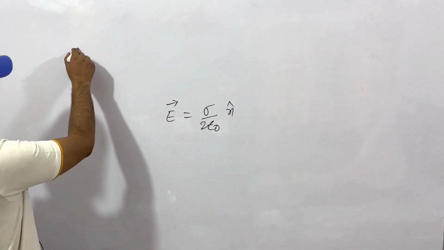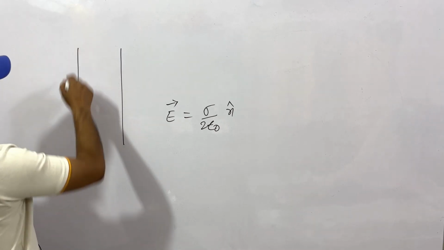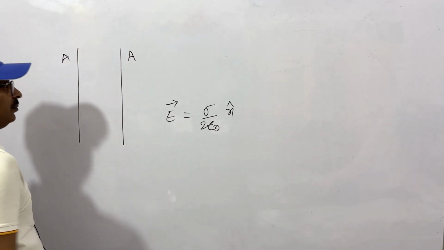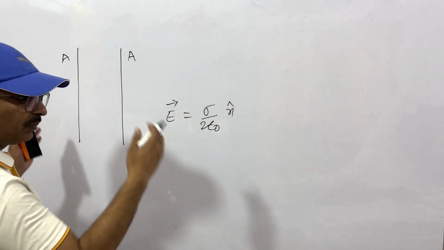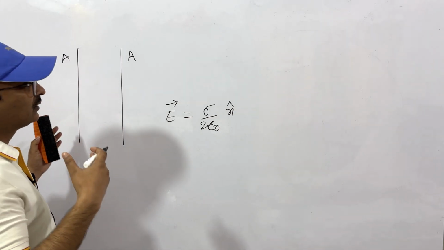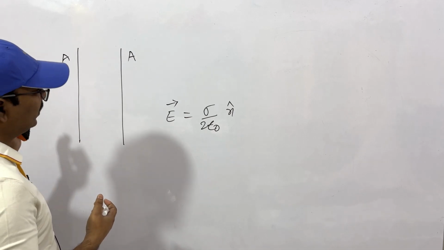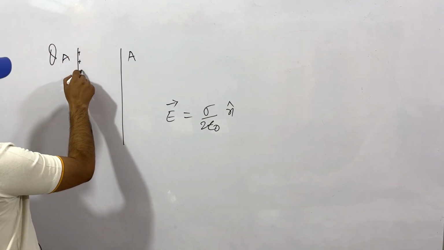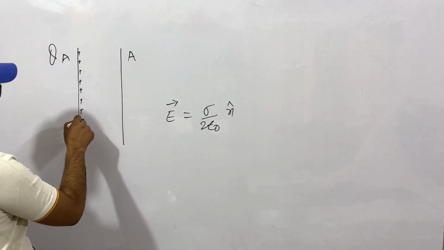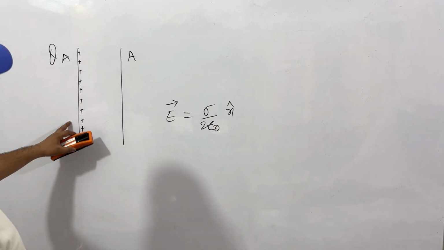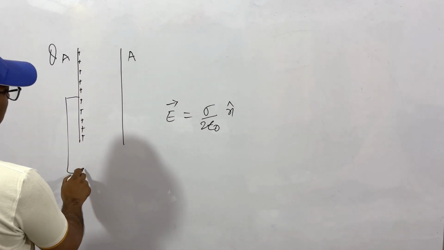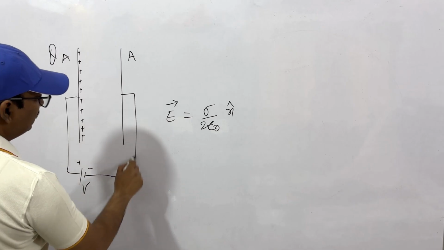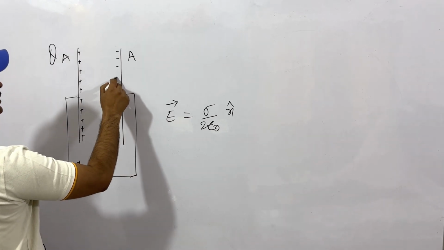So let's understand. If we have two parallel plates, these are sheets. Let's say the area of one plate is A. That can be a circular disc, or a square, or a rectangle, whatever it may be. The area is A. The charge is Q on this plate. Since this has Q charge, we have connected it to a battery V. Obviously, negative charges will be induced on this plate.